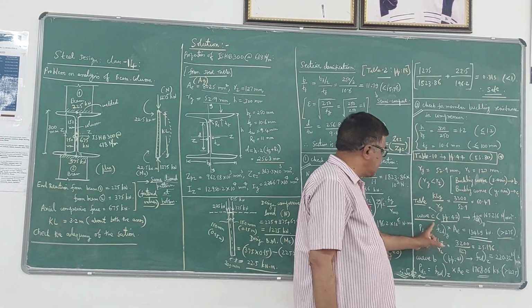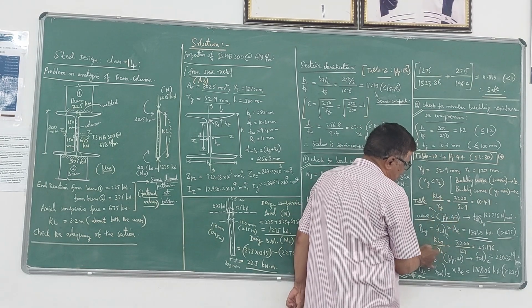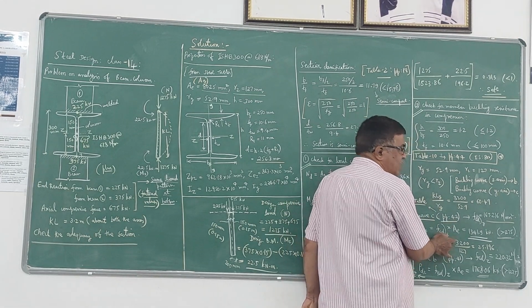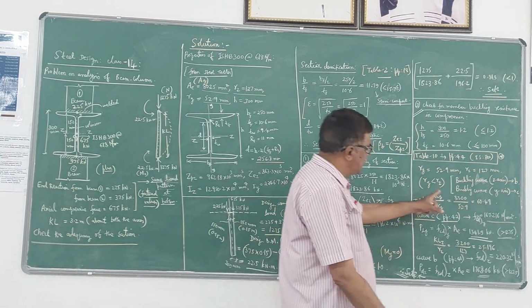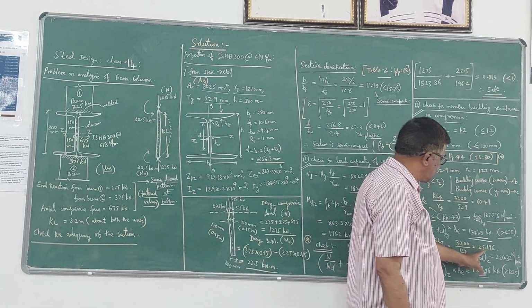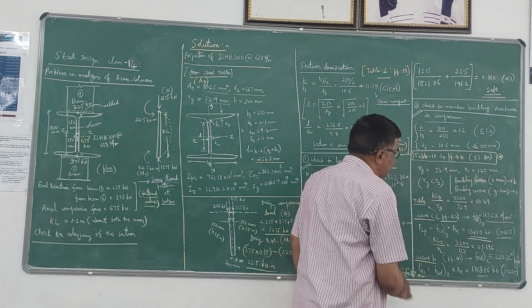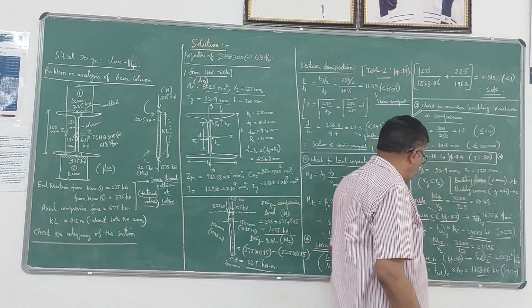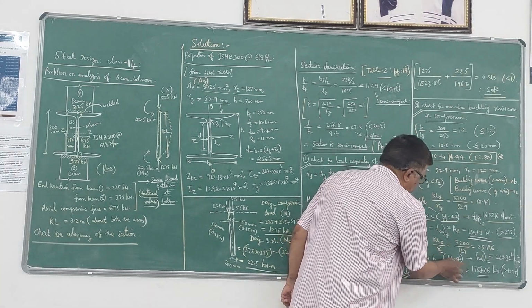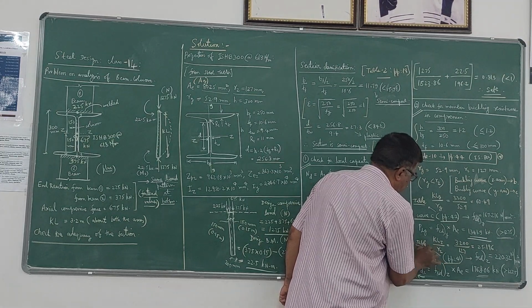Similarly, you can check in the z direction also. Take the ratio KLz by rz. KLz, once again the effective length is the same in both directions, 3200, divided by rz, which is 127. So the ratio is 25.196. Now the only thing is you have to refer to curve B, because curve B is for about the z axis in the code. So you have to refer to the table given on page 41.